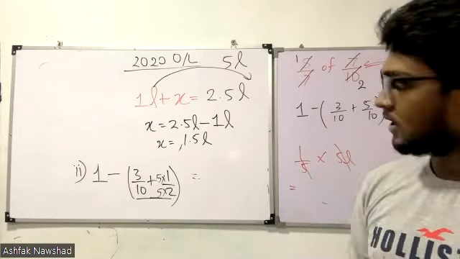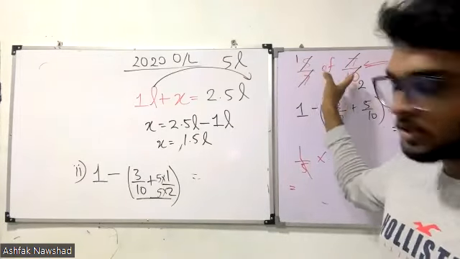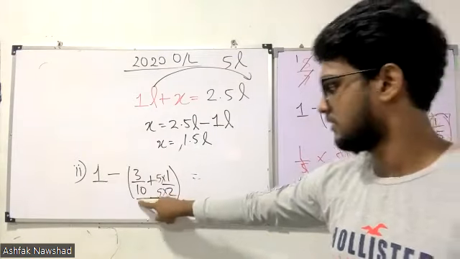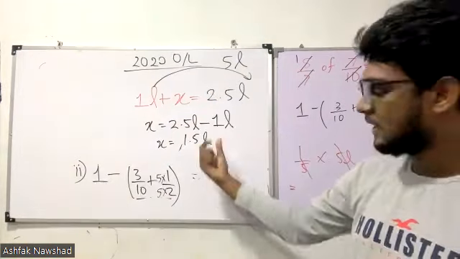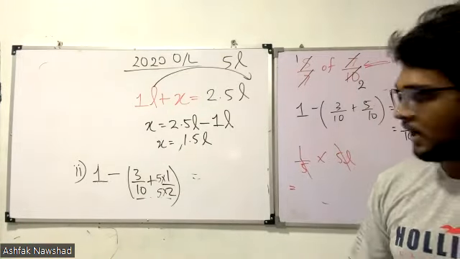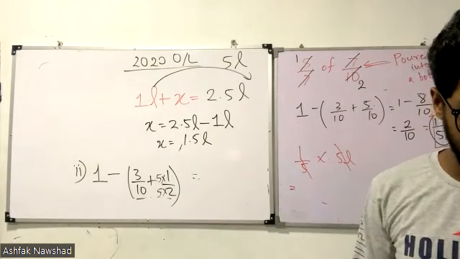Usually in the fractions question, the first few Roman numbers use fractions. They run with fractions. And then in the last Roman number, they are dealing with the quantity. If it's about money, then it will be in rupees.